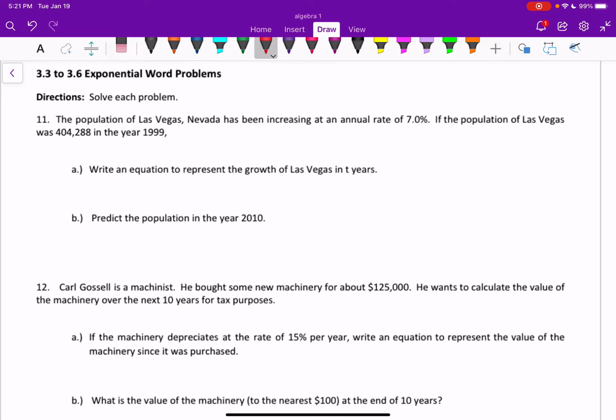Let's see. So the first one says, the population of Las Vegas, Nevada has been increasing. So we know it's increasing. So it's not a decay. It's either growth or compound interest. At an annual rate, well, here's my rate. So I'm going to put an R there. That's my rate of 7%. Now remember, we have to take that 7.0 and divide by 100 in order to make it a decimal. So that's going to be 0.07. Okay, so that's our rate.